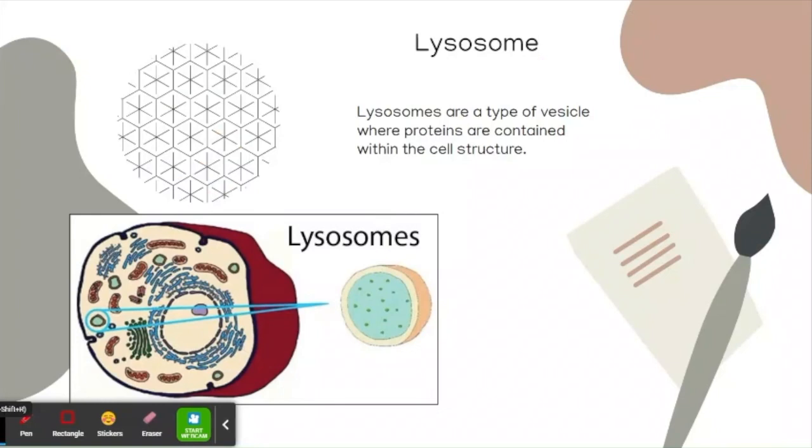Lysosomes are a type of vesicle where proteins are contained within the cell structure. If you look in this picture, there are multiple proteins within the cell structure.